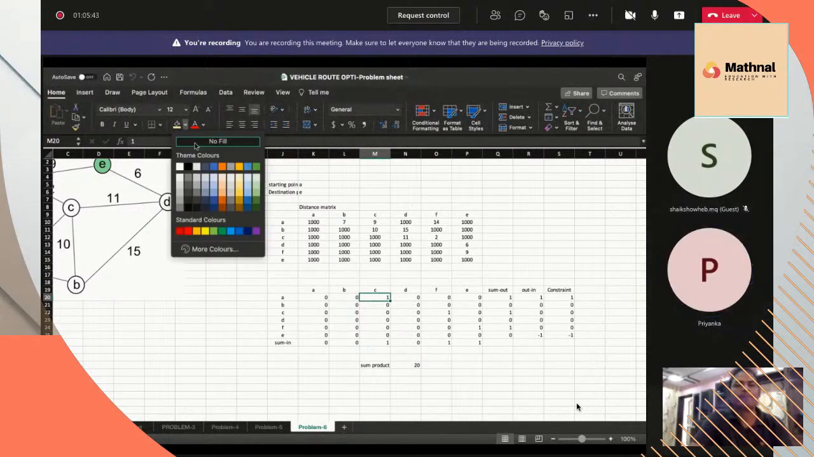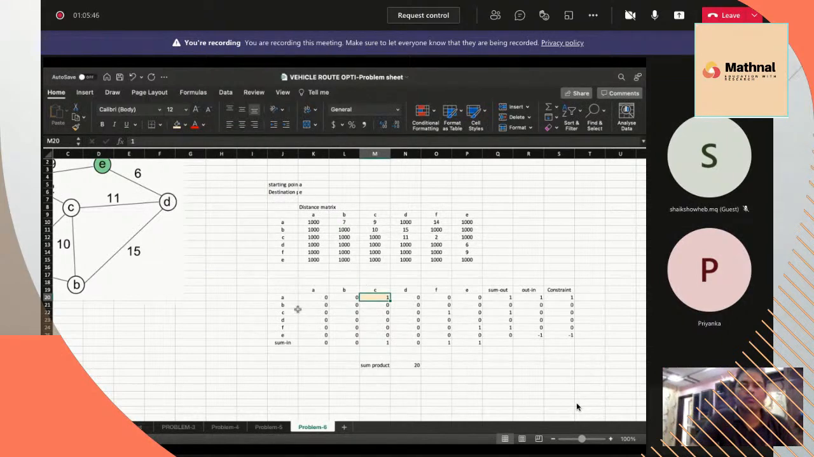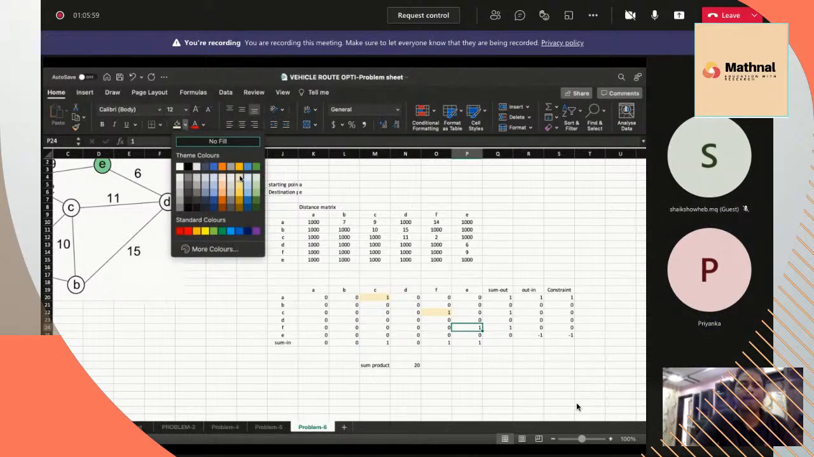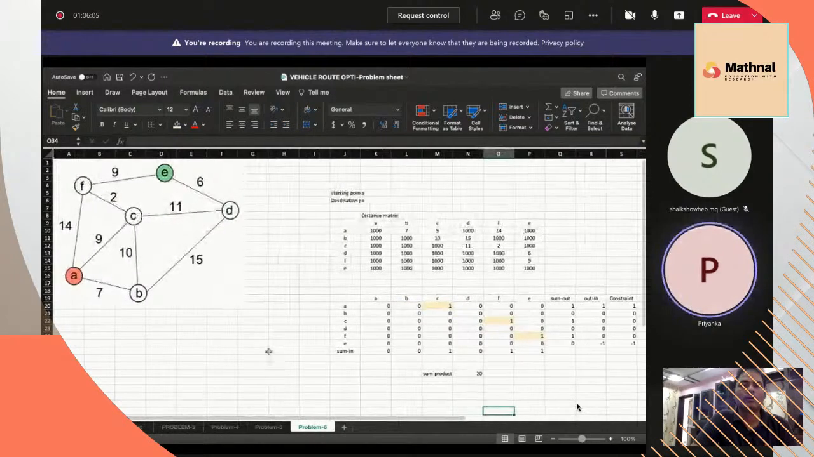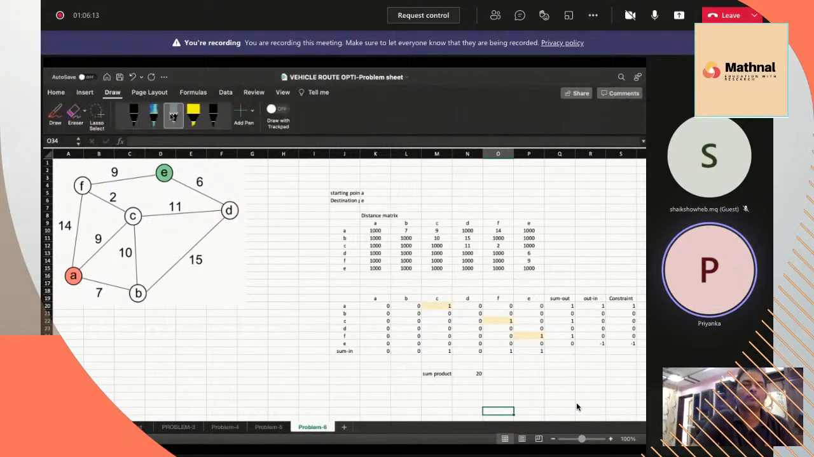So going A to C, then C to F. Then F to E. So you have reached the destination. So A to C and then C to F, A to C, then C to F, then F to E.